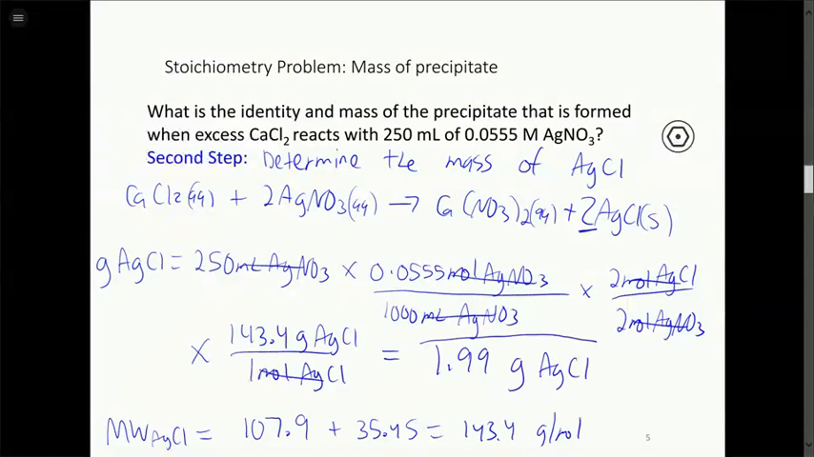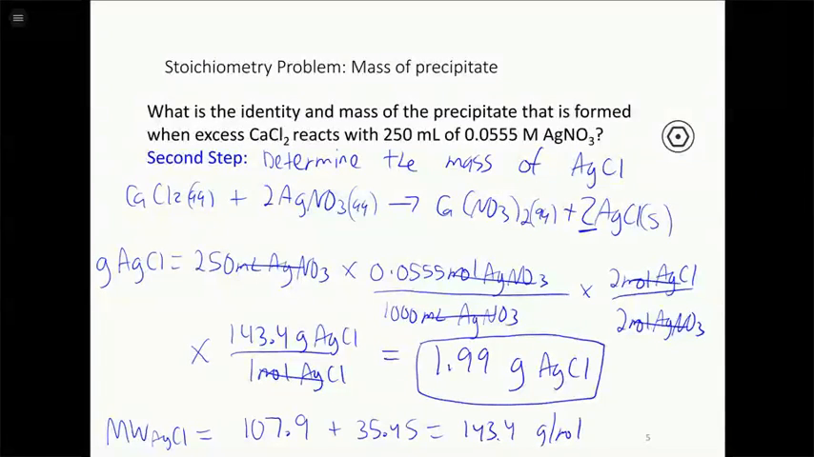All right, so most of these steps are very similar to what we've done before with stoichiometry. The only difference here is we're starting with a volume of an aqueous solution and using molarity to figure out the moles as our first step. Okay, any questions on that?